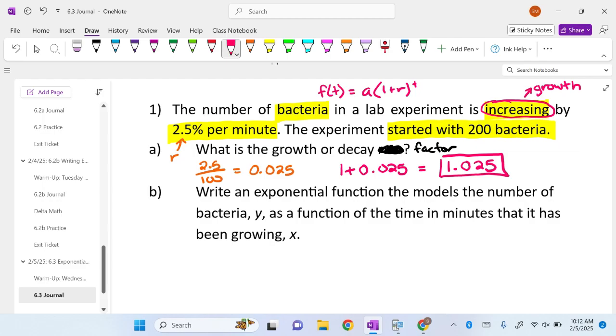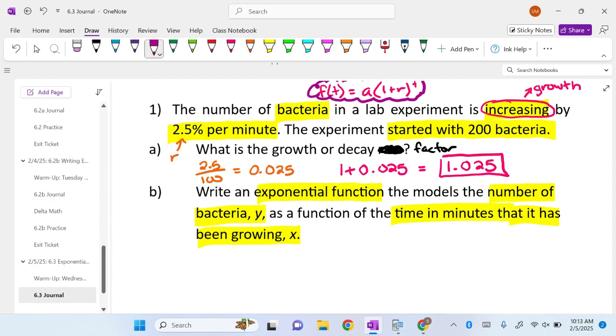And it's important because that's going to help us with the next question, which is to write an exponential function that models the number of bacteria y as a function of the time in minutes that it has been growing, which is represented by x. So again, we're using this formula to figure all that out.